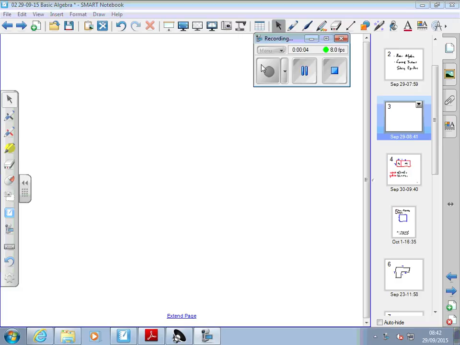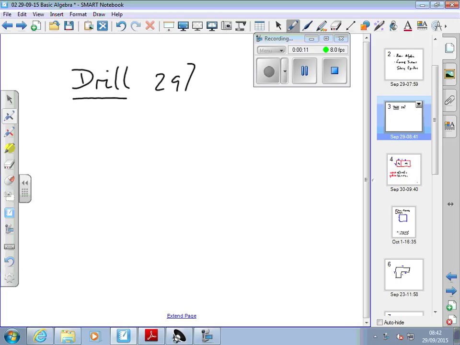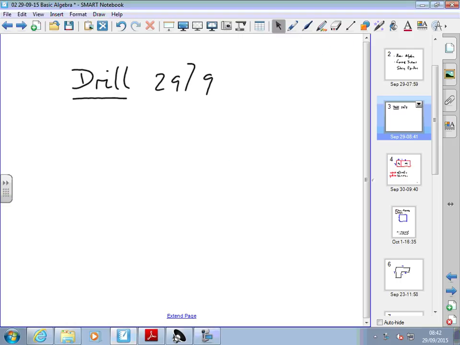Okay, question number 1 in the drill. 29th today, I think, of the 9th. Ten cubed times 10 squared. What does that become? Sort of leading into today and the laws of indices.